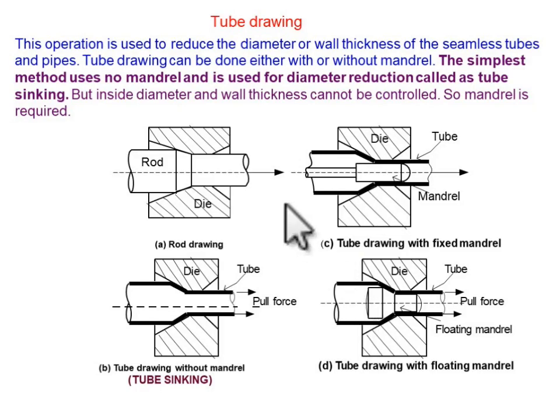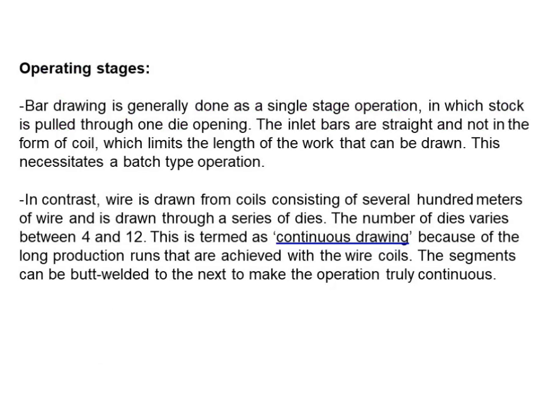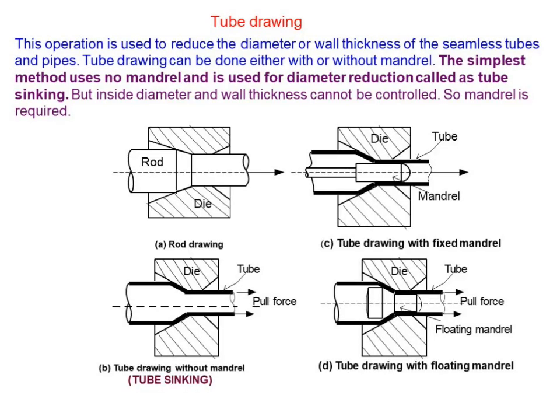Now this is the tube drawing process. In the previous slides we studied wire drawing and bar drawing. Now we are going to cover the tube drawing process. In tube drawing, basically, we reduce the thickness of the tube and we reduce the diameter, the internal diameter as well as the outside diameter of a tube.